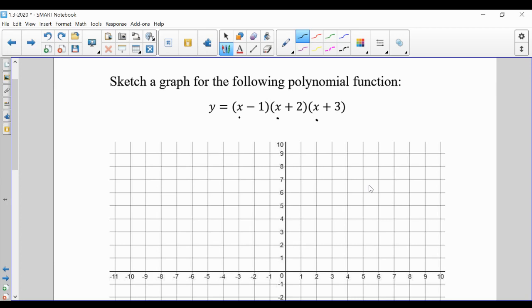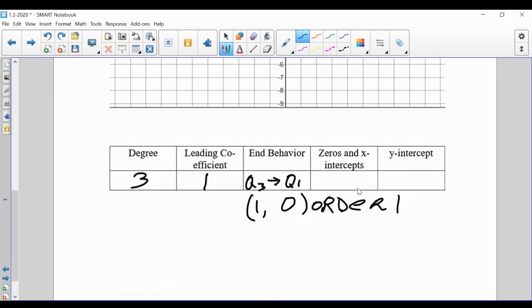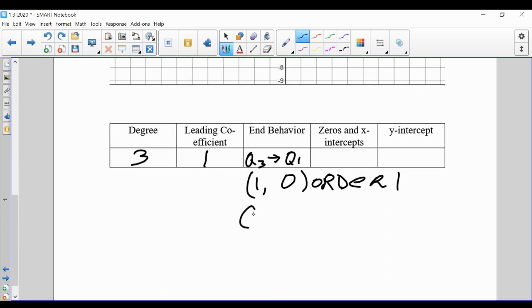Order 1, 2, 3, 4. What is the order of the zero? The order would be 1. Okay, with a question sign. So you're not absolutely sure, but you're right. So it's minus 2, 0, which is an order 1 as well.